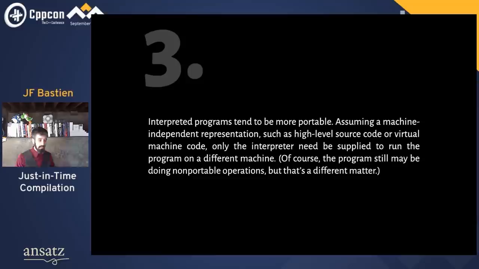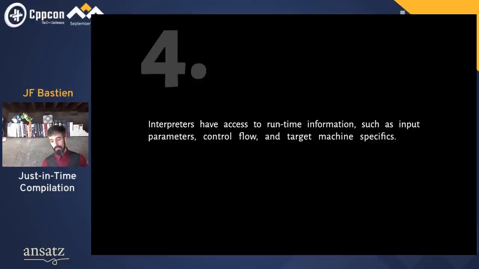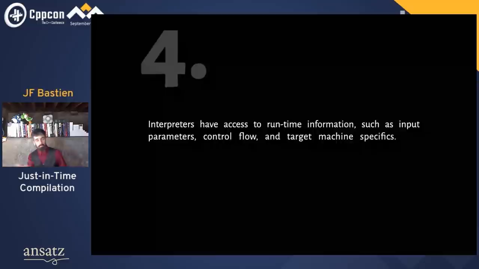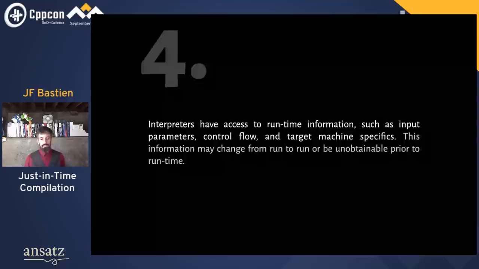Now let's look at the fourth and last upside to JITs. Interpreters have access to runtime information, such as input parameters, control flow, and target machine specification. And so like, what machine are you running on? What instructions does it have and stuff like that? How many cores are there? Things like that. This information may change from run to run or be unobtainable prior to runtime.